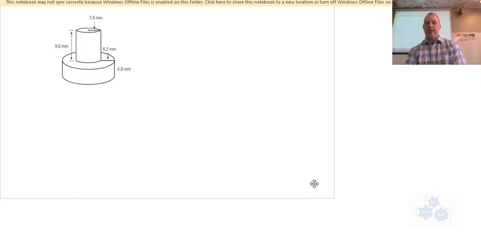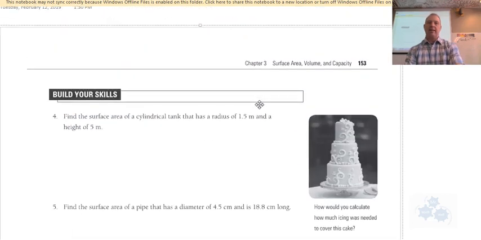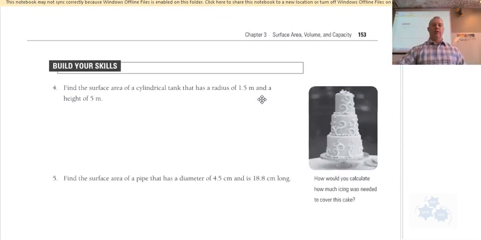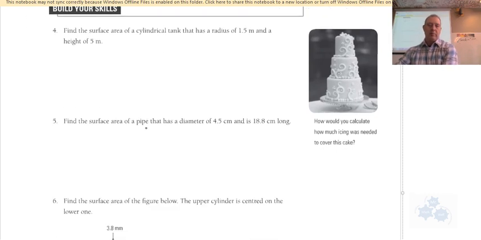One of the ways we can practice finding area of cylinders is in a question where we have a cylindrical tank that we're trying to find the amount of material for. There's the surface area of a pipe to find how much metal we need to make the pipe, or the area of a cake like this. Look at this cake over here. If you found the surface area of the cake, you could estimate how much icing you're going to need, depending on the thickness. So let's do number 4 together.